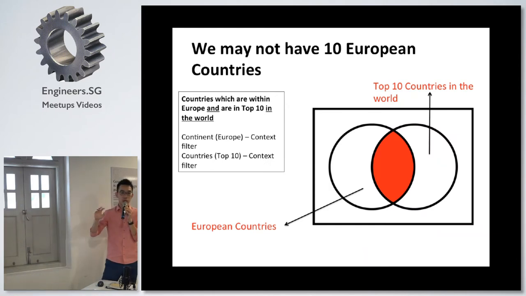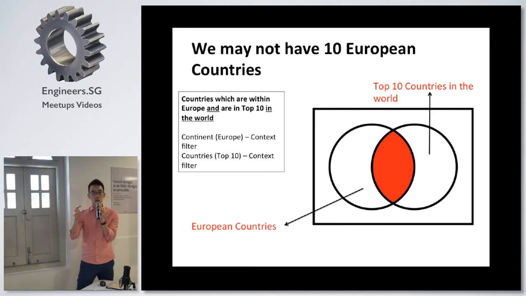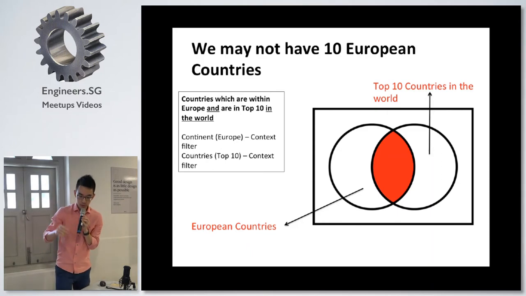Let's say we were using Asia as a context just now, but some countries within Europe are in the top 10. If I want to know which countries are within the top 10 in the world and are European, then you would add to context for both the continent Europe and countries top 10. But you may not have 10 countries, because you are applying two sets of criteria. Maybe in the top 10 countries in the world there are only three European countries, so your chart only shows three countries.